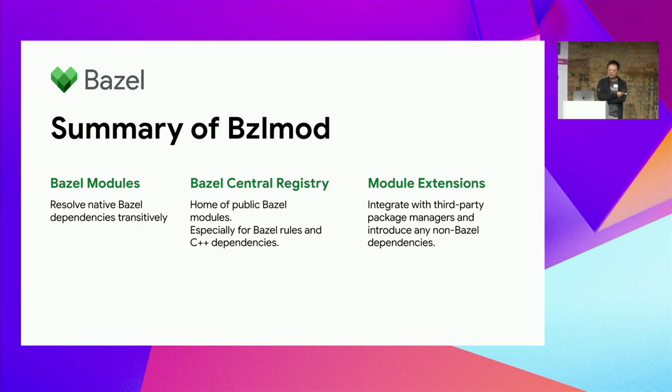So to summarize, we have Bazel modules that can resolve native Bazel dependencies. We have the Bazel Central Registry. It's a home of all public Bazel modules. Currently, it's mostly hosting Bazel rules, because naturally, those are Bazel projects, and C++ dependencies, because there's no dominant package manager for C and C++, and you often need a handcrafted build file for those C++ dependencies. And in the Bazel ecosystem, people like to build from source. And finally we have the module extension, which can talk to third-party package managers and resolve dependencies, introduce those in your Bazel build.